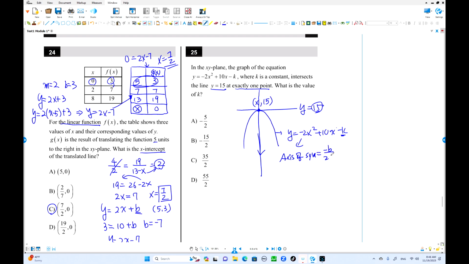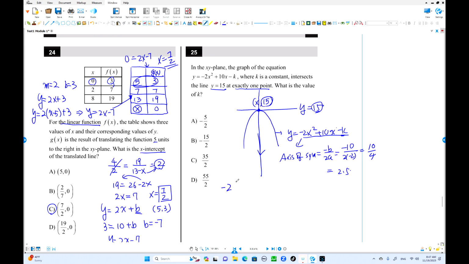Negative b over 2a, okay? So negative 10 over 2 times negative 2. How much? 2 times negative 2 is what? 10 over 4 equals 2.5. Okay? Now put this number in here. It should be equal to 15, right?